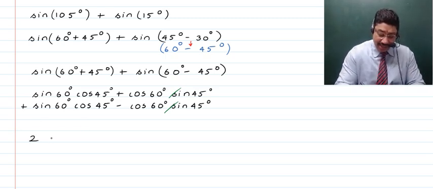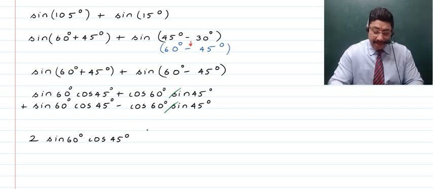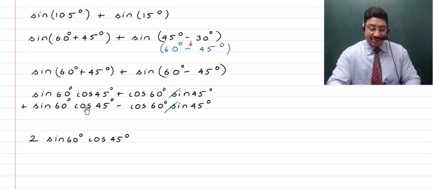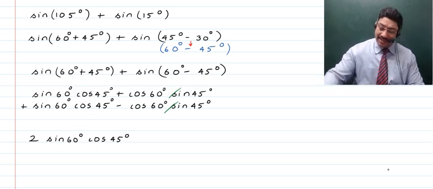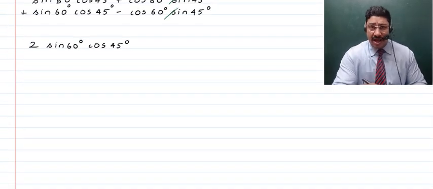As such, 2 times sine 60 cos 45 degree is what is going to remain, because both of these terms, as you can see, are identical. So it is just like a plus a, which will become equal to 2a. Now, as these are standard trigonometrical ratios, you know their values very well. So have you learned those tables? If not, do learn it.